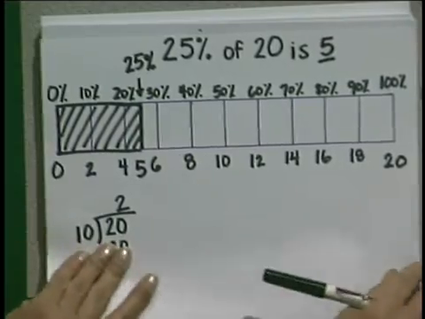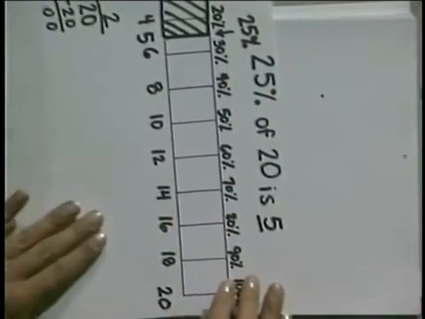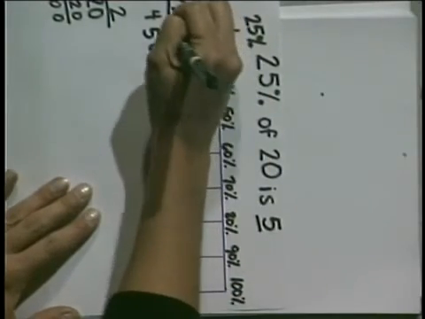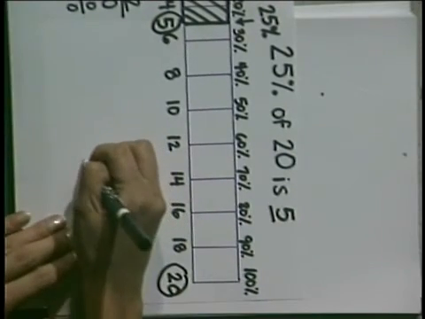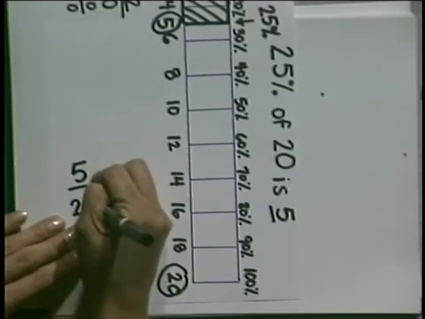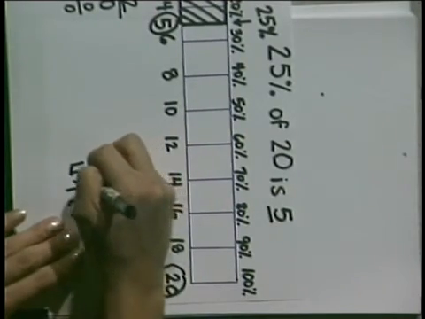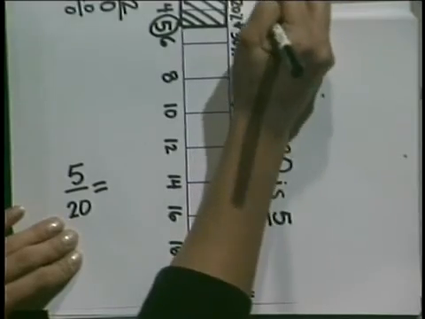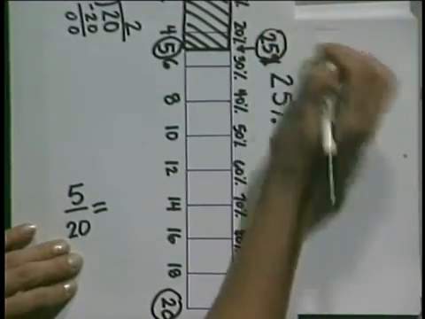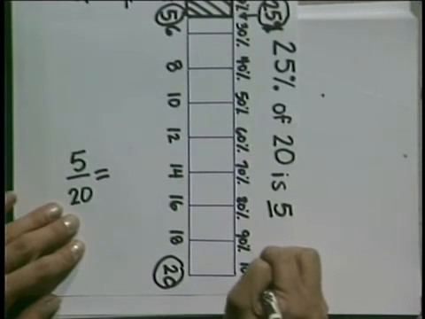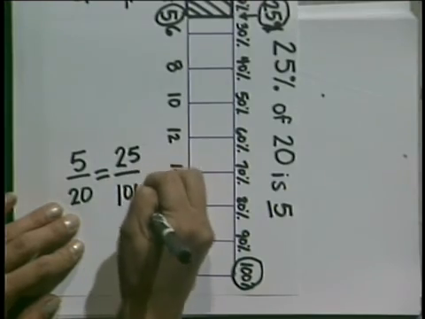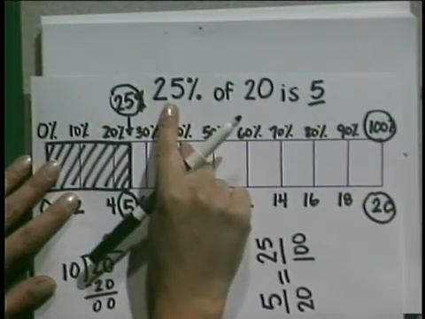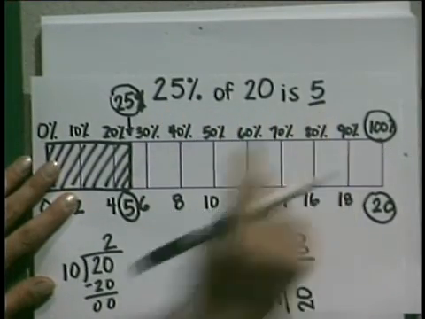Again, if I take my model and I rotate it on its side, I can set this up as a proportion now. So I notice that I have 5 over 20. So I'm going to write my fraction of 5 over 20 is equal to my percent of 25% over 100. So again, I have 25% of 20 equals 5.